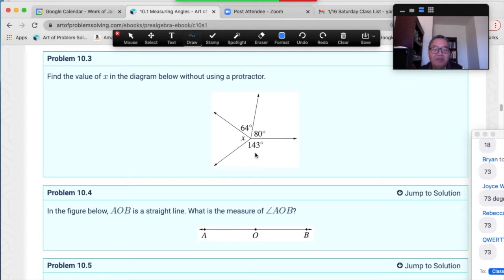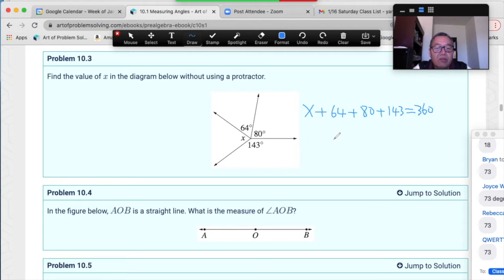So I know that the full circle is 360. So I added the 3 sets together and did 360 minus 287 and got 73. Okay. Yes, that way is correct, but let me check the number. So that's x plus 64 plus 80 plus 143. This should equal 360, right?